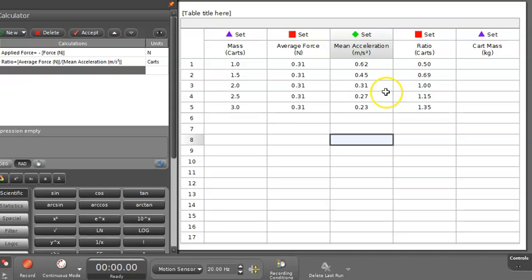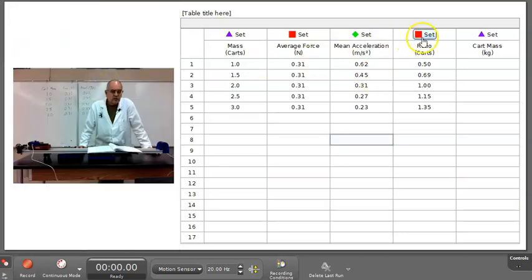So what did we end up getting? Well, not quite what we expected. We had a 1-to-1 ratio of average force to mean acceleration, so that was almost 1. This ratio is force divided by acceleration. And when I mentioned that there was going to be uncertainty, there certainly is: 0.5, 0.69, 1.0, 1.15, and so on down the line.